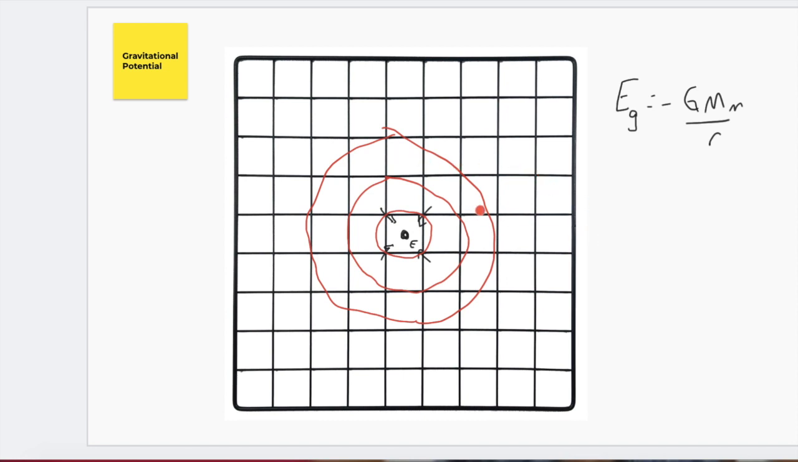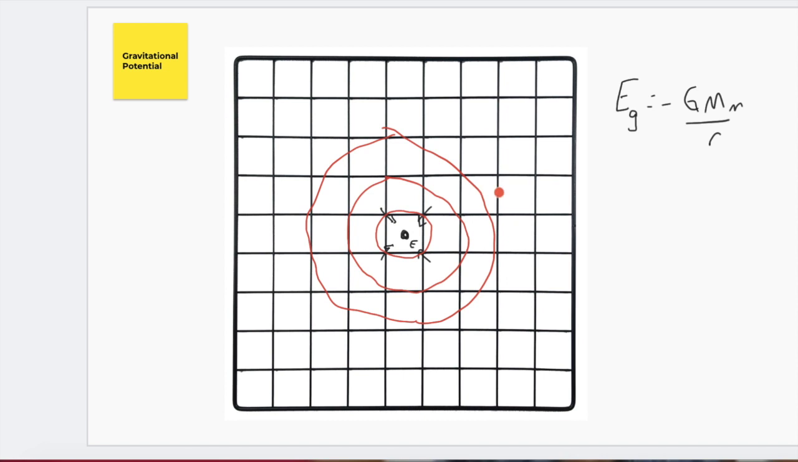Okay, so again, these are what are known as equipotential lines, not equipotential field lines, which is basically saying that if you are anywhere on this line, then your gravitational potential energy is exactly the same. If you're anywhere on this one, your gravitational potential energy is exactly the same.